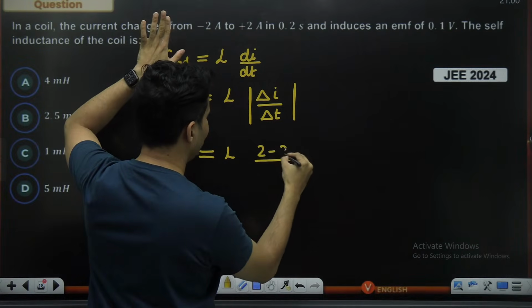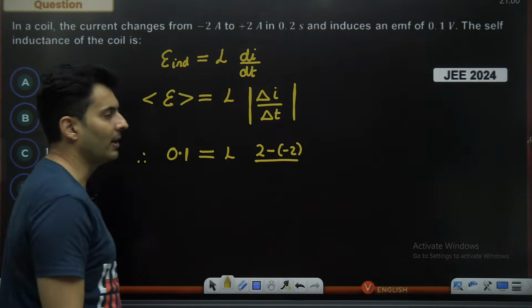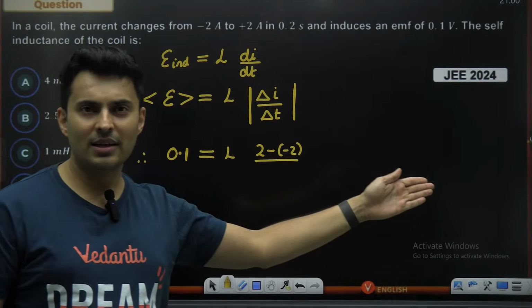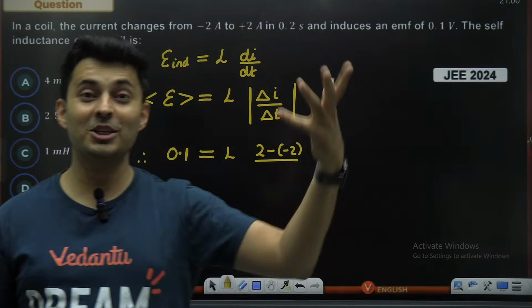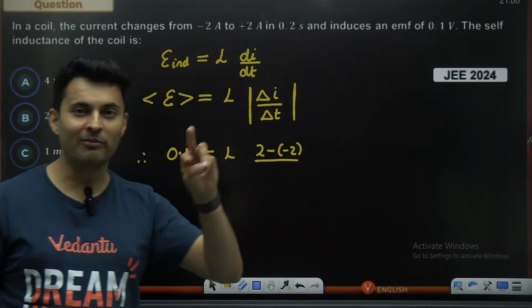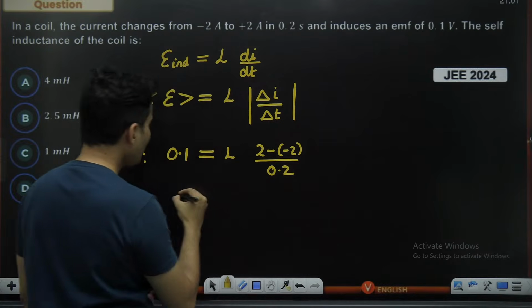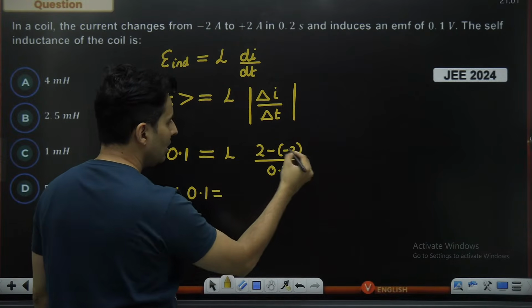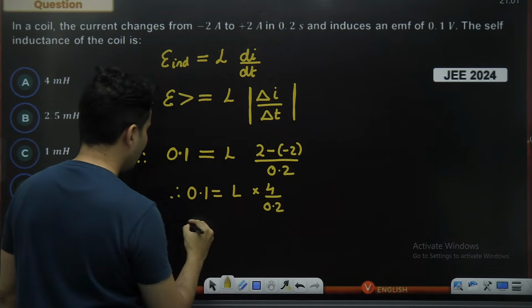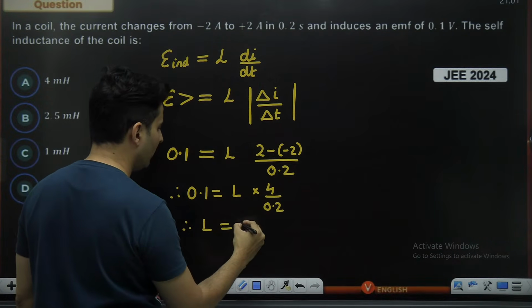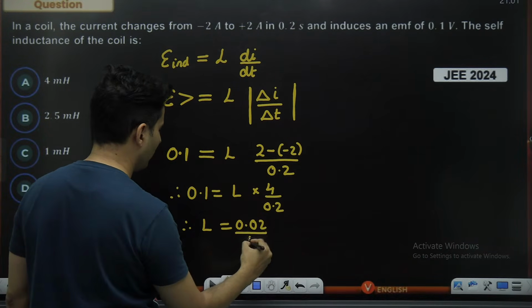A lot of people do this, 2 minus 2, and they say 0. That is wrong. It is actually 2 minus of -2. That is the correct way. It's like velocity was here and it is reversing. So the change of velocity will be 2 minus of -2, or change of momentum, mv minus of minus mv, 2 mv. So the same concept is used here. Delta t is nothing but 0.2. So this will become 0.1 is equal to 2 minus minus means it will become plus, so it will become 4 by 0.2. So therefore, my L will become 0.2 into 0.1 will become 0.02, and this particular number 4 will come below.